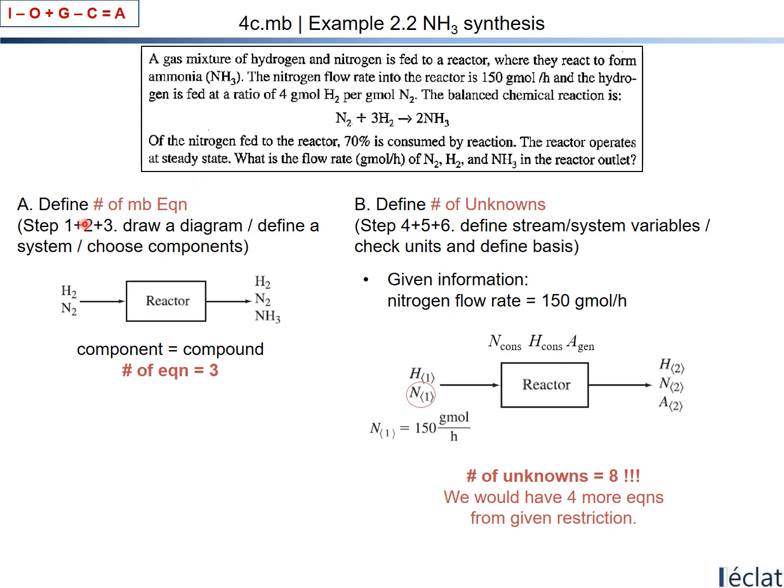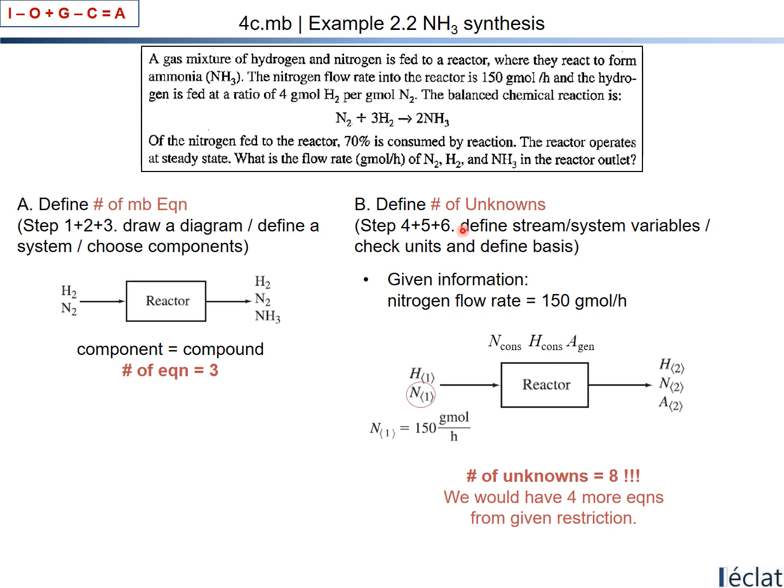Step A. Define the number of material balance equations. For defining them, we should define the components. I have said it is better to use the compounds as the components because we already have the balanced chemical reaction equation. So we have 3 compounds: hydrogen, nitrogen, and ammonia. So we have 3 components which are compounds. So the number of material balance equations will be 3. And let's go to step B.